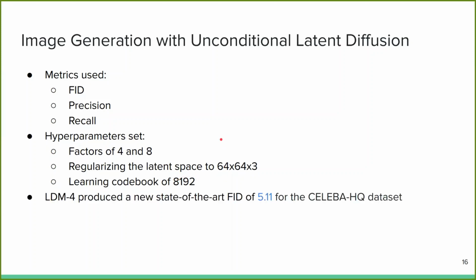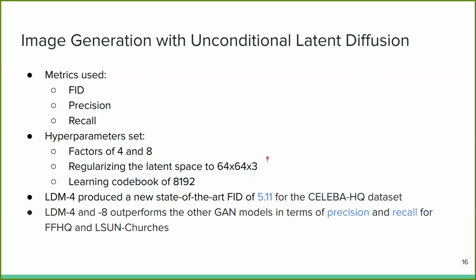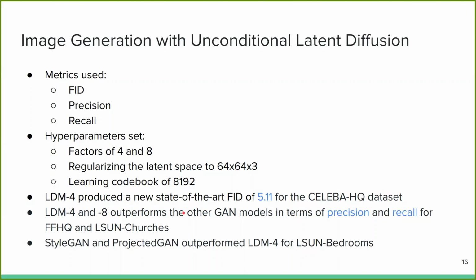Luckily, the LDM 4 produced a new state-of-the-art FID of 5.11 for the Celeb HQ dataset. State-of-the-art meaning that no other model within this dataset has produced an FID score of 5.11. And LDM 4 and 8 outperformed the other GAN models in terms of precision and recall for the FFHQ and Lausanne Churches datasets. However, the StyleGAN and Projected GAN models outperform LDM4 for the Lausanne bedrooms with all 3 metrics.